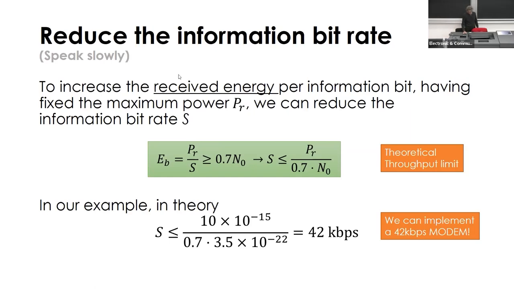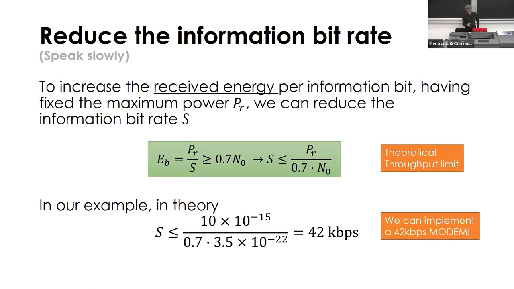So basically the very simple equation is that the energy that you collect for each transmitted bit is equal to the power you're receiving divided by the throughput S. This has to be greater than 0.7 times the background noise. This basically means that the throughput is upper bounded. You have an upper bound given by the received power divided by the level of background noise, times 0.7. Very simple. Everything is very simple.